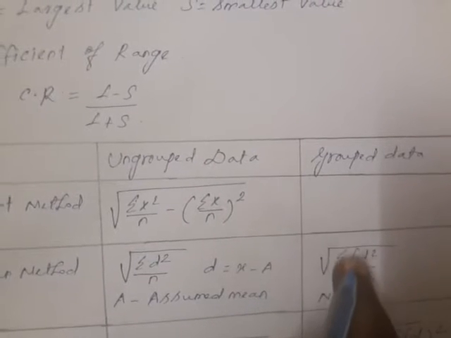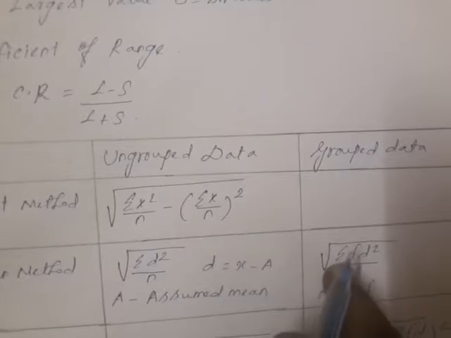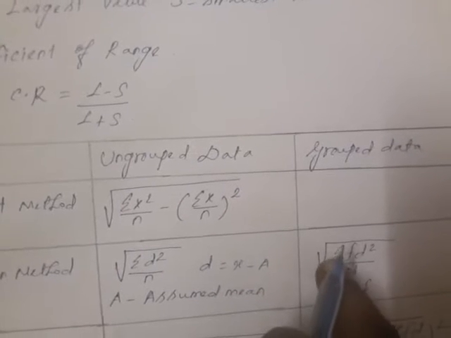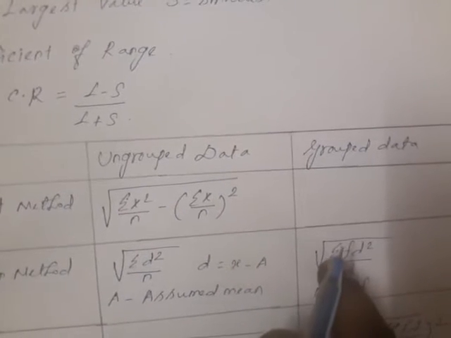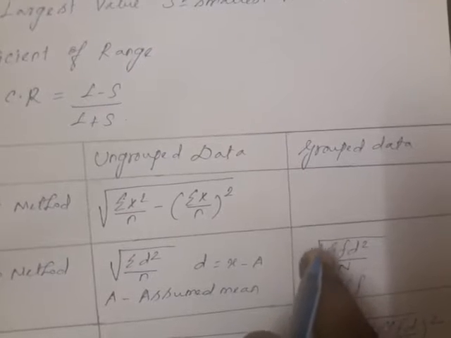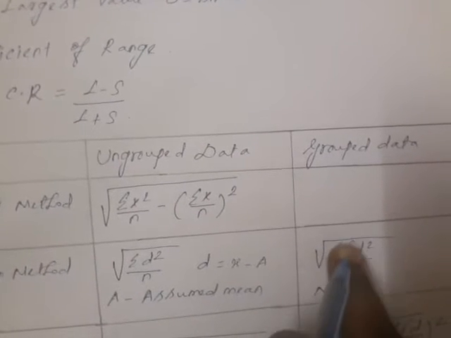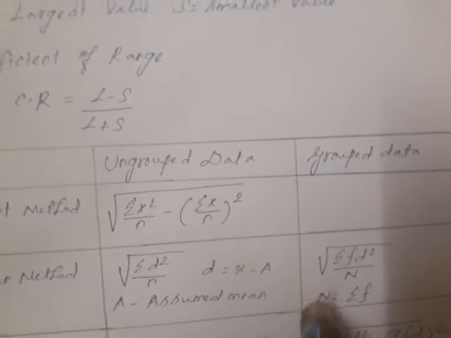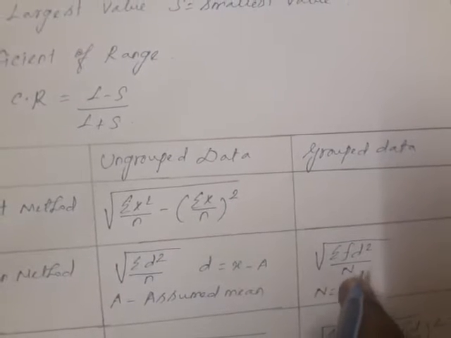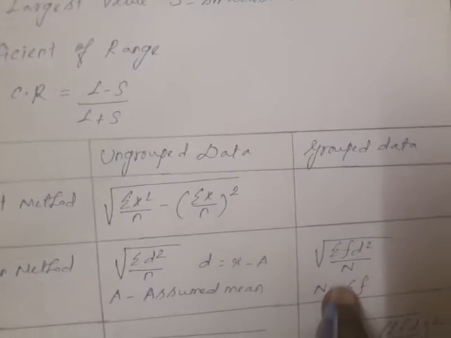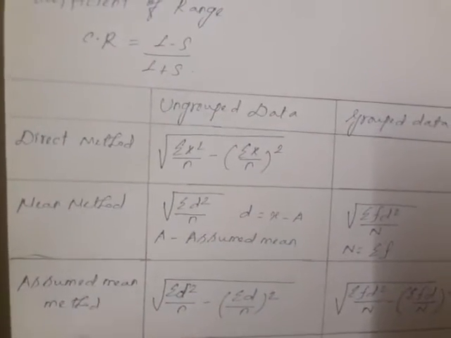Already I said grouped data means they will give the frequency, that means f. Using that we will find the values. That is the grouped data: root of sum of f d square by capital N. Here capital N is equal to sum of f. That means we have to add all the frequency values. Okay, the same thing.